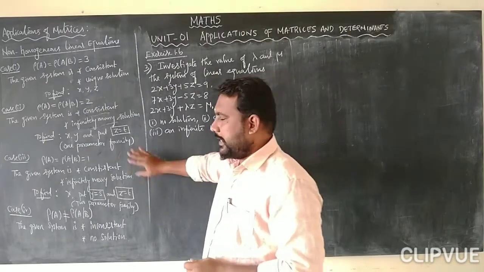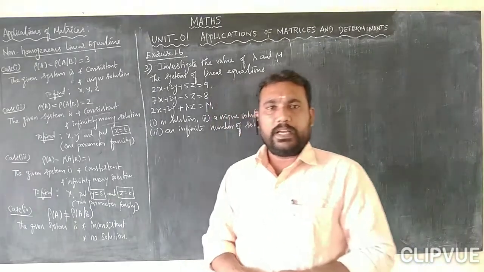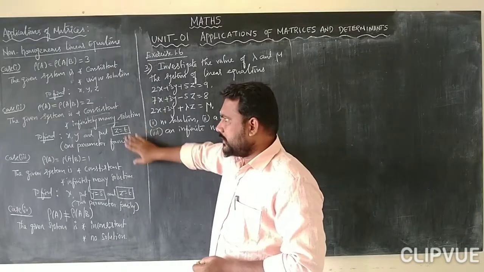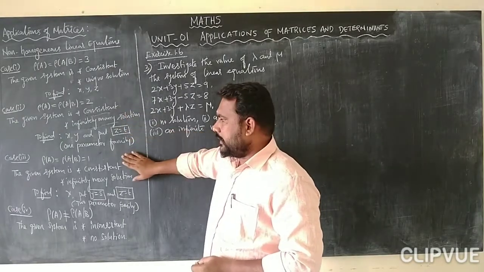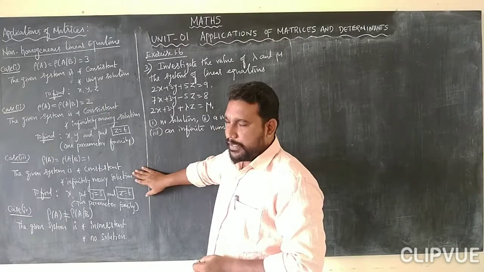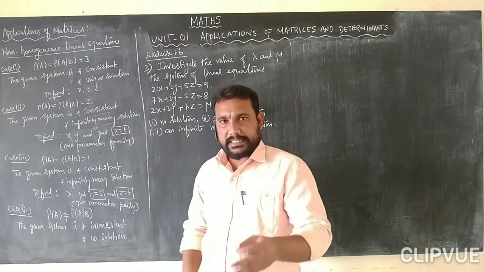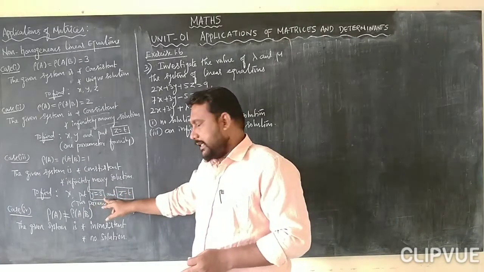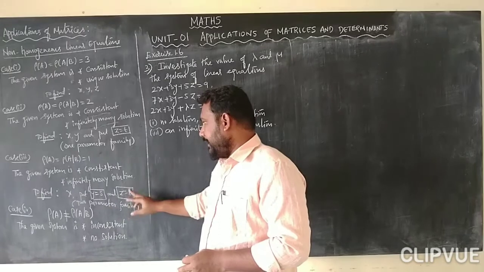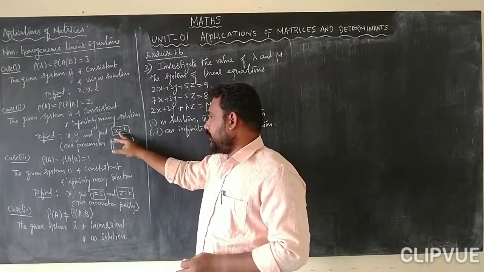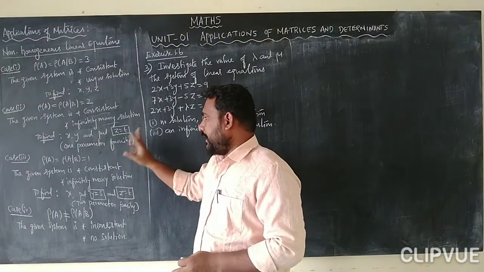Case number 3, ρ(A) equal to ρ([A|B]) equal to 1. Rank of matrix is 1. Same as case number 2, the system is consistent and has infinitely many solutions. To find x, substitute y equal to s and z equal to t. s and t is a two parameter family. Whereas this one, z equal to t, is a one parameter family.